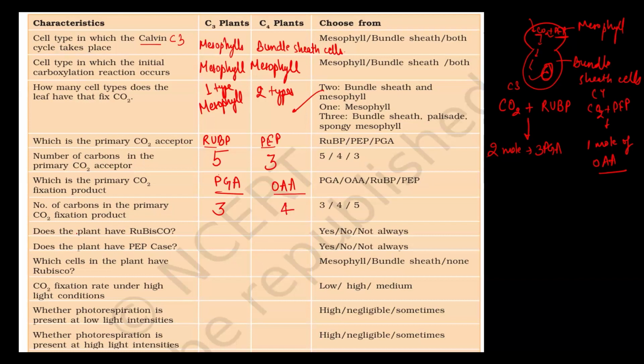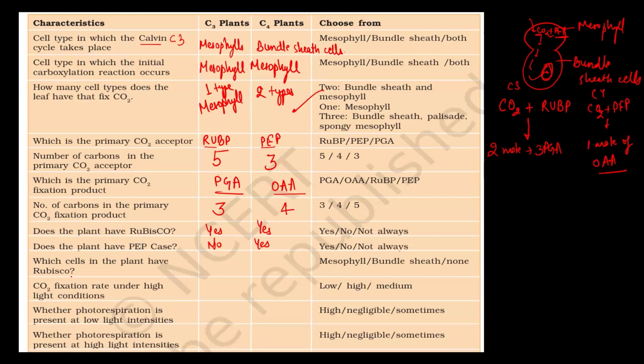Now, the next question is, does the plant have rubisco? So we know this rubisco is universal. It is present in all types of plants. So C3, C4, CAM, in all types of plants, this rubisco is present because this rubisco ultimately leads to the Calvin cycle. And Calvin cycle is a universal cycle. So both of these plants have rubisco. That is true. Now, does the plant have PEPcase? So PEPcase is PEP carboxylase. It is not present in the C3 cycle, right? Because in C3 cycle, the rubisco initiates the process. But this PEPcase is present in the C4 plants and is also present in CAM plants, right?